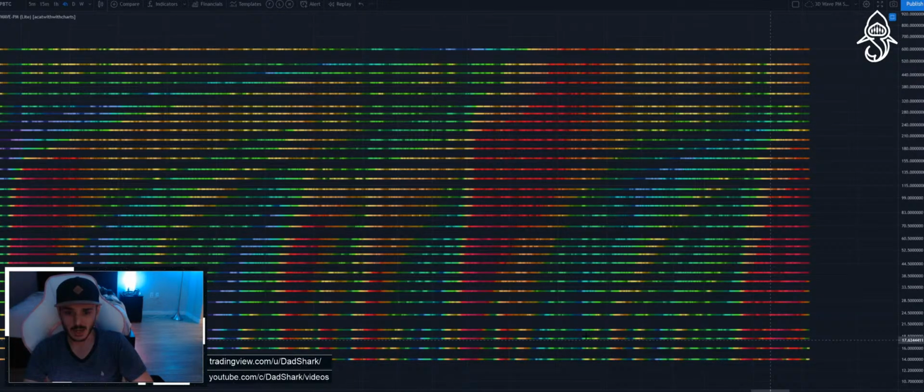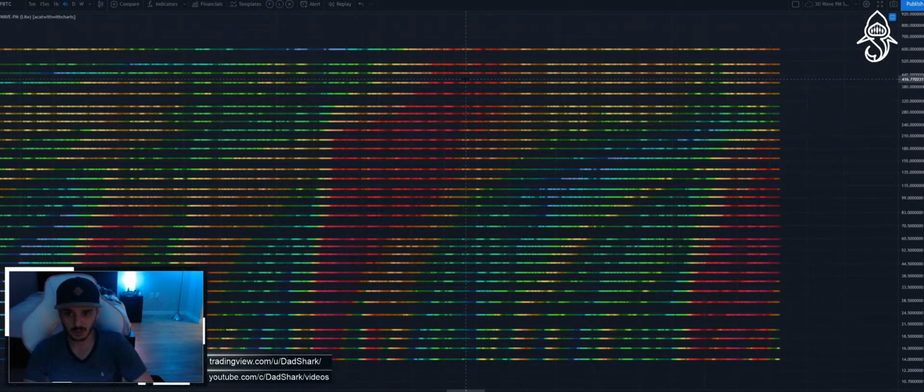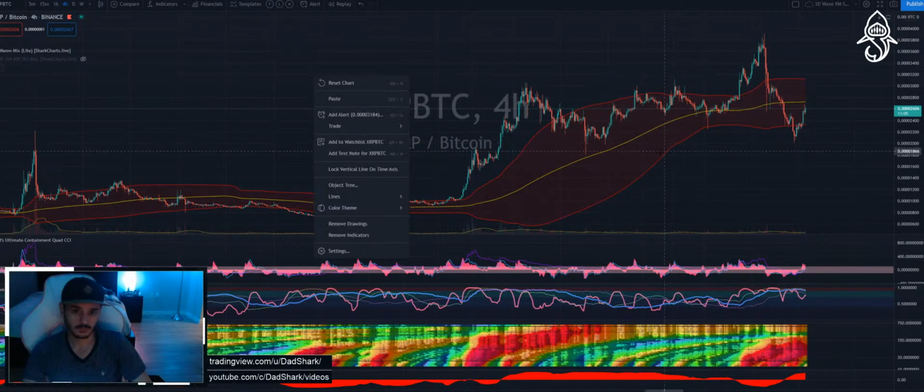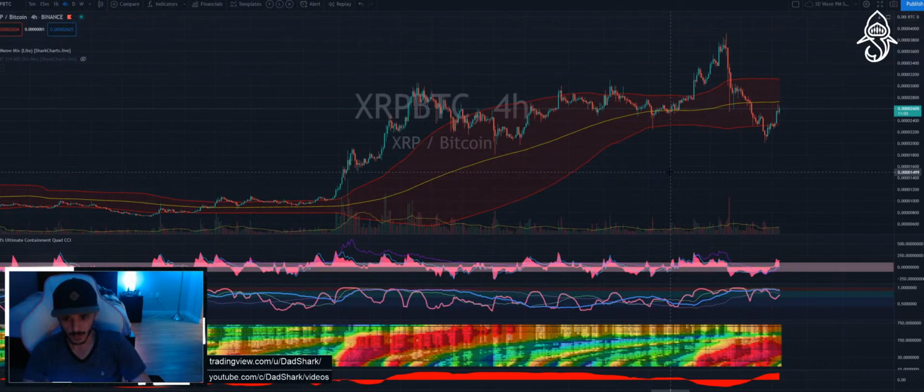And then this heat map is just the prior indicator represented as a heat map with the same red is overexpanded, blue is compressed. That's it. So it's one mathematical constant that we have pushed to an extreme.